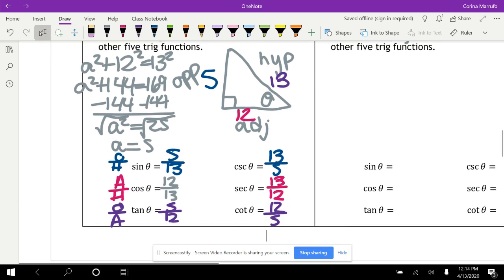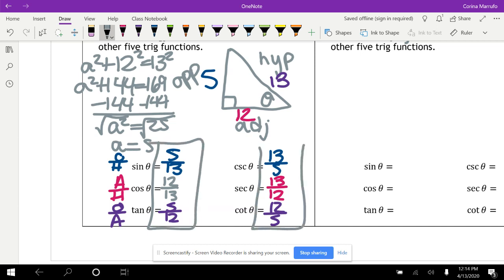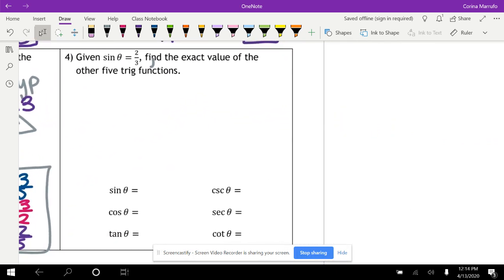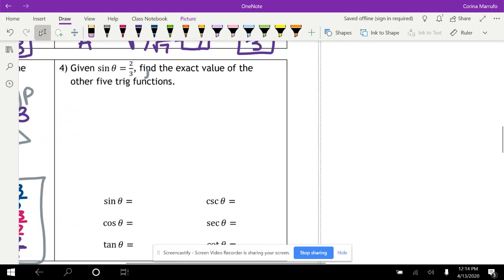Now, none of these we can simplify. They are already in simplest form. So these would be our answers. And that's it. All right, the last example. So on here it says, given sine of theta is equal to 2 over 3, find the exact value of the other 6 trig functions.